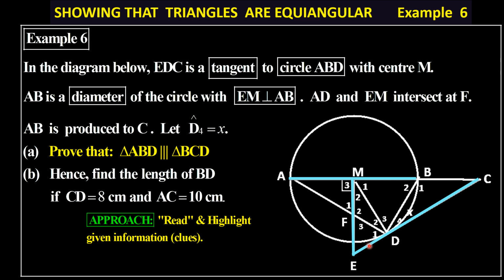EDC is a tangent, so obviously you'll have to use some tangent concepts there, the tangent theorem. And there you've got a circle, so you need to know your circle theorems as well. M is a center. AM is a radius, MB is a radius, and MD is a radius. So you've got a number of radii there. And AB is a diameter, so there's a reason why this is stated as a diameter. And EM is perpendicular, so we know that angle there has to be 90. On the next slide, we'll show you how to do the solution. But you have a chance here to also try it on your own.